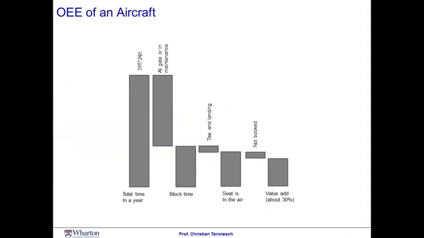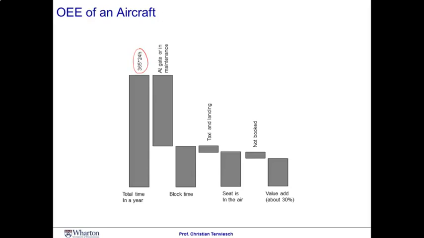Let's apply the OEE framework to the case of an aircraft. We can think of the equipment as an aircraft seat. The seat is only adding value if it is in the air and it has a paying customer sitting in it. What percentage of the time do you think a typical airline seat actually adds value? When I ran the analysis for the big US carriers, I found the following. On the left here, I started with 365 days in the year and the 24 hours that are in a day.